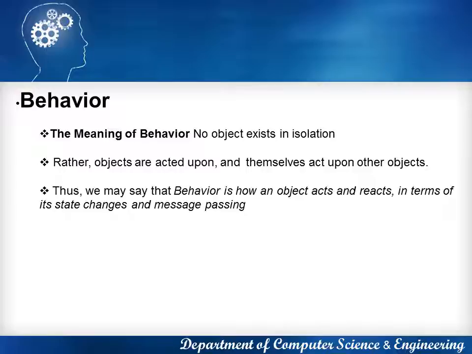Consider the vending machine example. The vending machine will behave differently depending upon its state. If we do not deposit change sufficient for our selection, then the machine will probably do nothing. If we provide sufficient change, the machine will take our change and give our selection. Thus, the behavior of an object is a function of its state as well as the operations performed upon it.